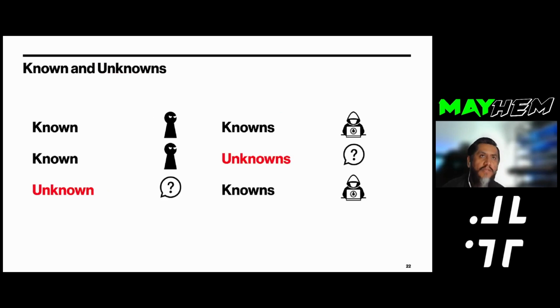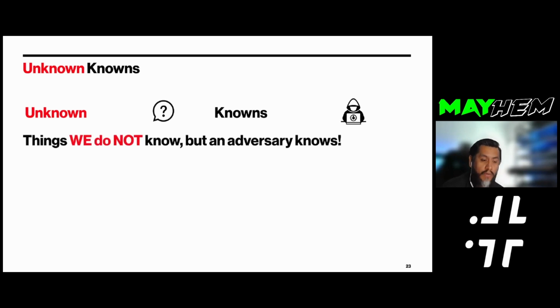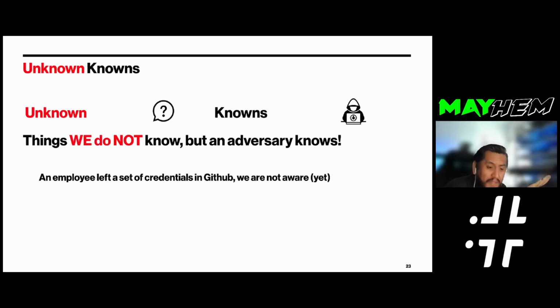Now we get into the interesting territory. These are the unknown knowns. This is actually where things don't work in our favor: the things we don't know, but an adversary knows. A good example could be an employee leaving credentials in GitHub. We're not aware, maybe our detections didn't trigger, or for whatever reason, we don't know. But maybe an adversary has kept an eye on those credentials, and now they're aware of them, and they could use them against us. We don't know, they know about it.